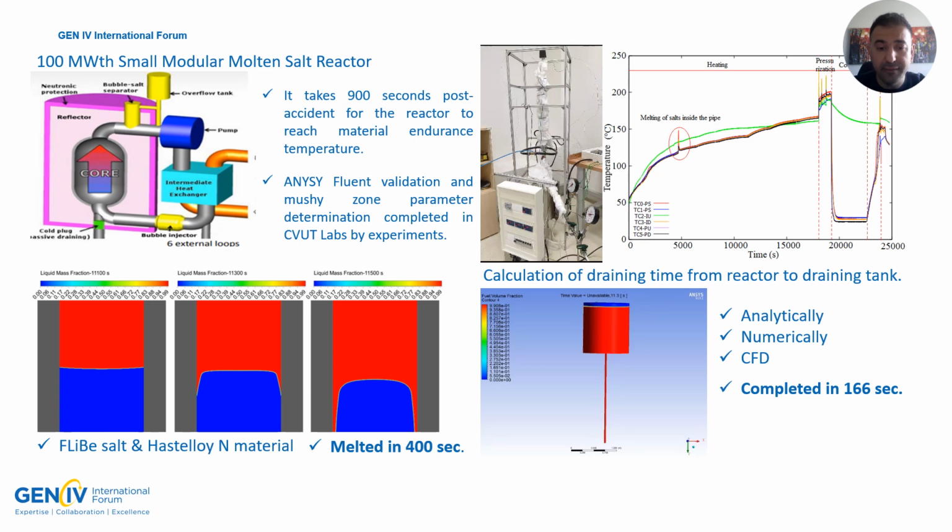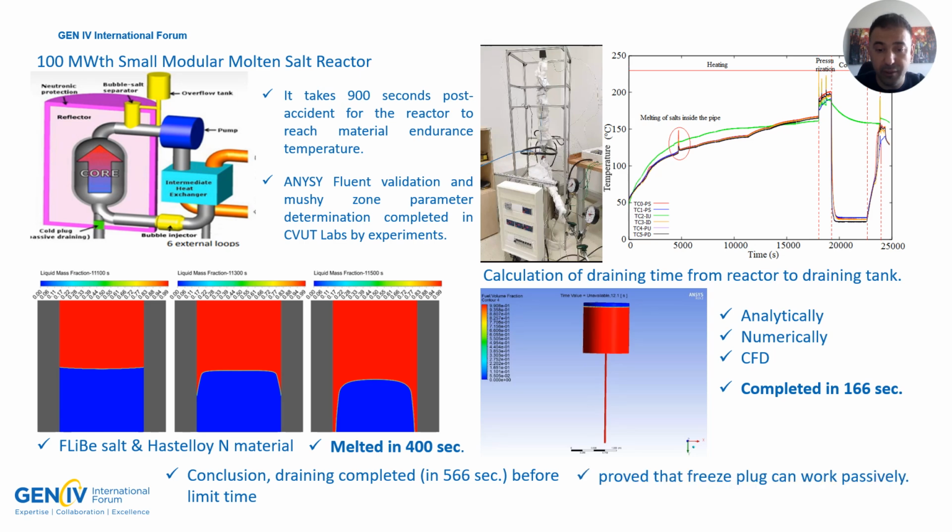166 seconds. So as a conclusion in my research, we can say that all the emergency draining system draining completed in EDS in like 566 seconds, and it's before the limit time. That's good, and it's proof that the freeze plug can work passively.